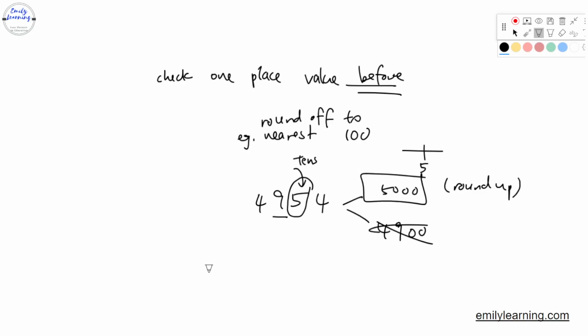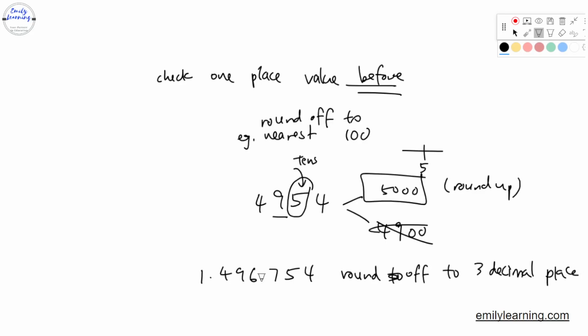Next, let's use another example. For example, 1.496754, and I want to round off to 3 decimal places. Because I want to round it off to 3 decimal places, I will check the 4th decimal place to determine whether it is 1.496 or 1.497. It's either the same 1.496 or you increase it by 0.001, because 3 decimal places is 0.001.